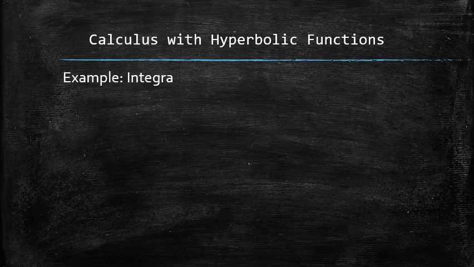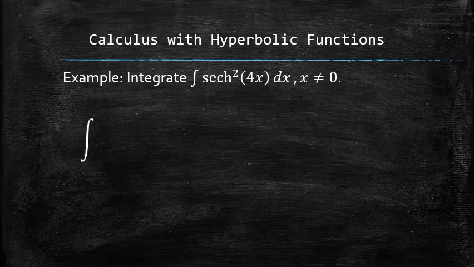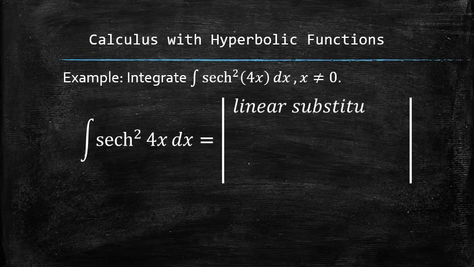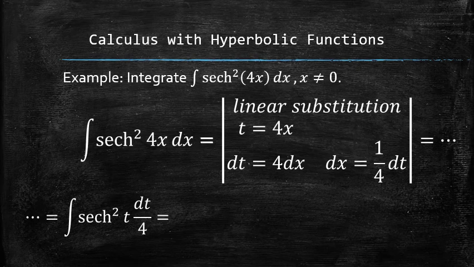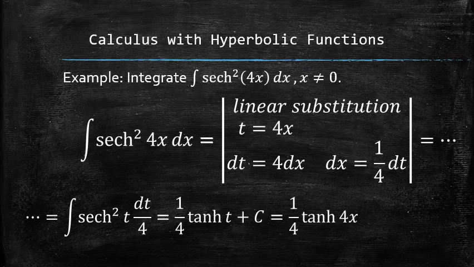Let's do another example, this time of a linear substitution. We set up the linear substitution by setting t equal to 4x and finding the differential of t and expressing dx in terms of dt. As a result, we have a simple indefinite integral in terms of t. We continue the integration process by finding the antiderivative and replacing t with the original function.